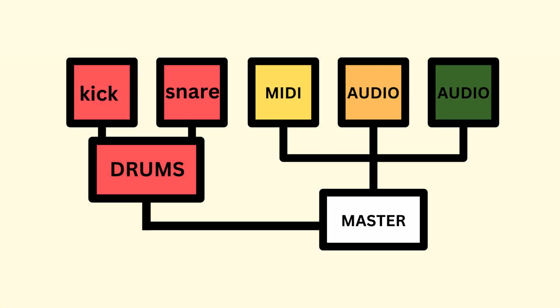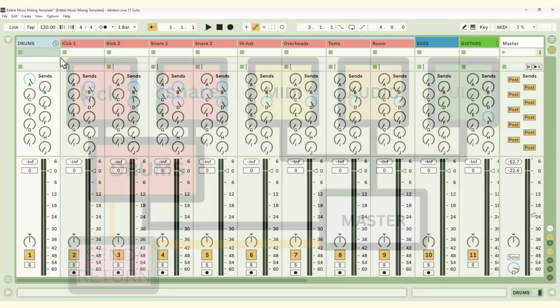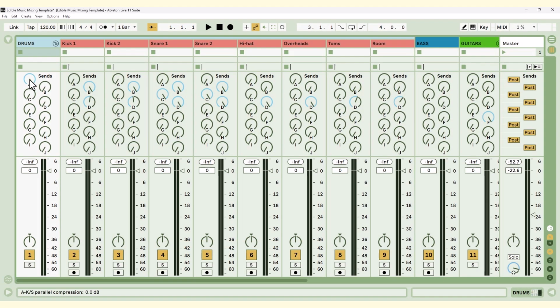For example, if you wanted to add some parallel compression to the drums, it doesn't really help to add parallel compression to each individual part of the drums. You want to have them all together already. And so then you would send from the group track to the parallel compression, which I've done here on this return channel.